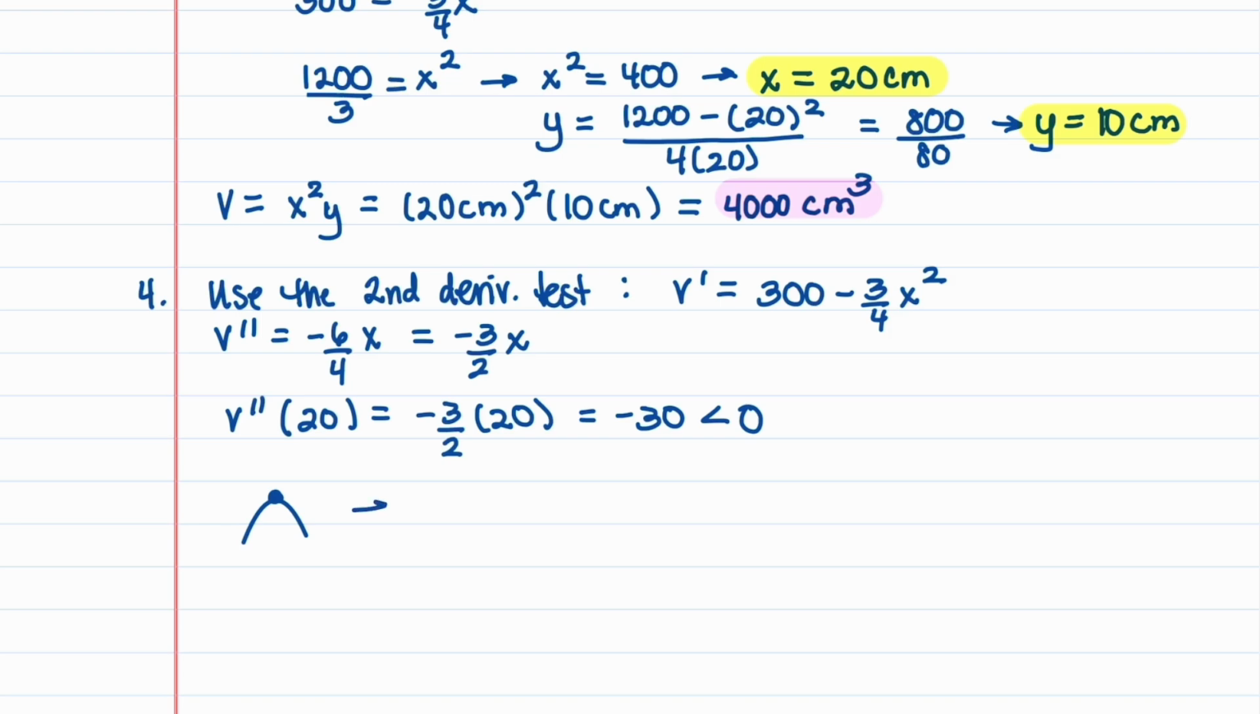We can then say that we have a max at x is equal to 20 centimeters. And then we can also say that v is equal to 4,000 centimeters cubed is a maximum.